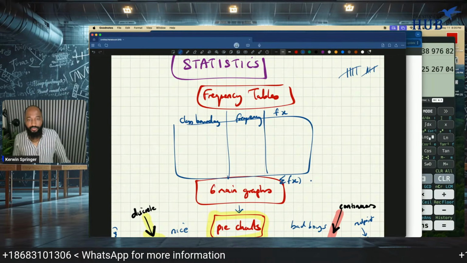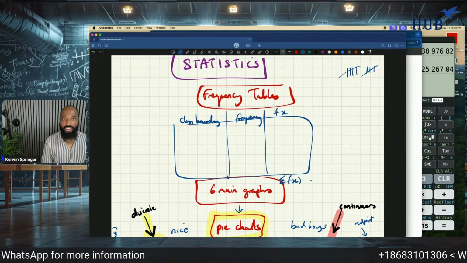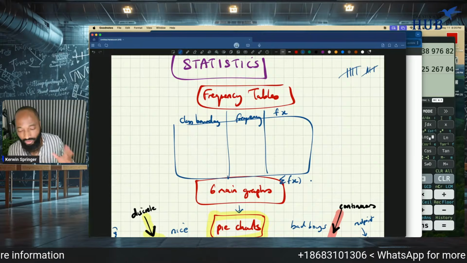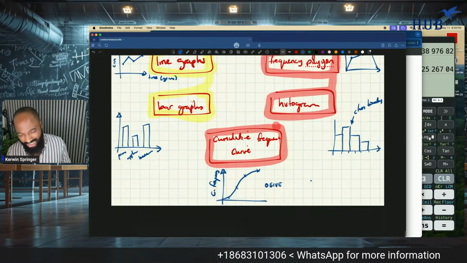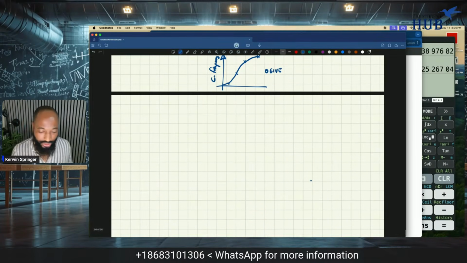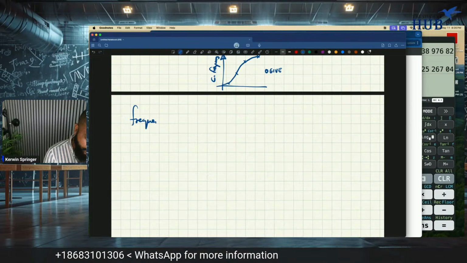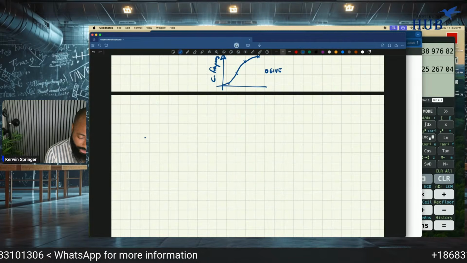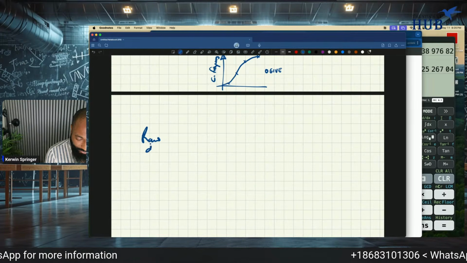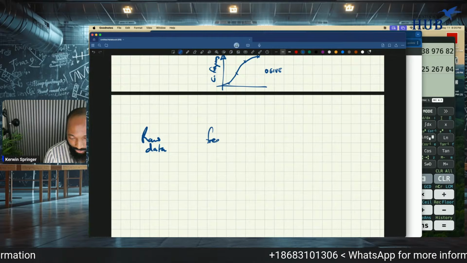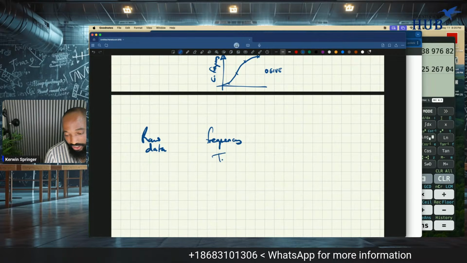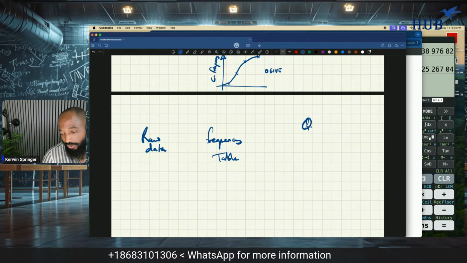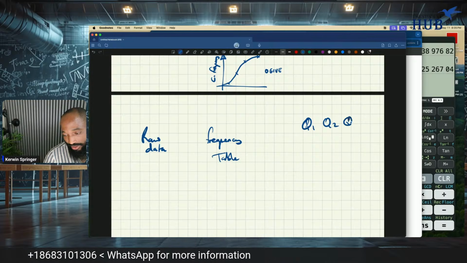So I think a nice way to get the most value out of this, and let me know if you all think this is correct, is to go from scratch and do a whole frequency table. I'm going to take some raw data, do a frequency table with the raw data, and show you all about Q1, Q2, Q3 again, if you don't know what this is.